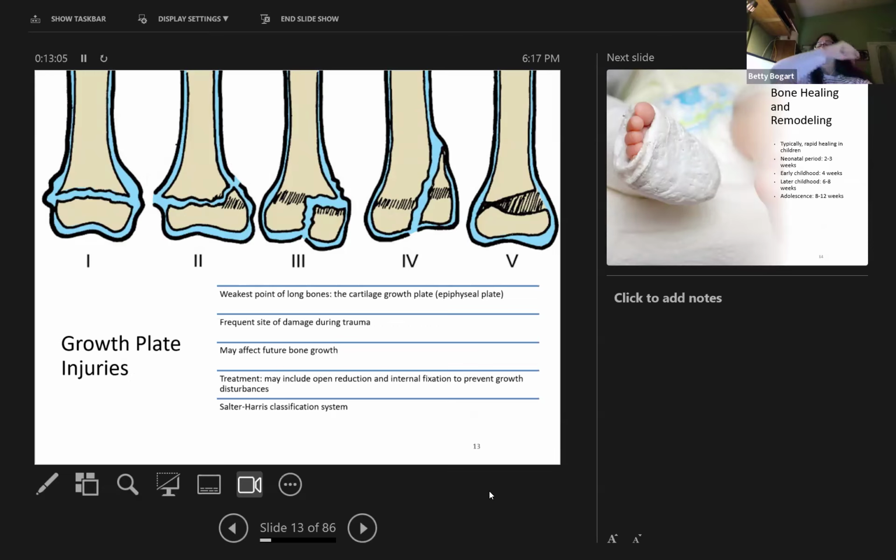Neonatal period is the first 28 days of life. So they're born, and by the time they're a month old, they could have healed something. So early intervention is what we need there, and we'll go into those things. Older children, usually 4 to 6 weeks, those casts are on. But as we get older, adolescents, adults, you're going to see a longer time that's needed to heal bones.